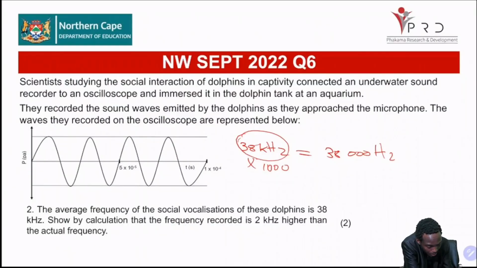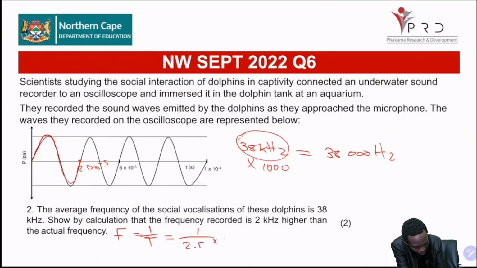Now let's take a close look at our graph. We are saying that to move from here to there is one complete wave, right? And this part over here is half of this. So half of 5 is going to be 2,5 times 10 to the power negative 5, right? So I can use this point to calculate my frequency. I can say the frequency is going to be 1 over period, which is 1 over 2,5 times 10 to the power negative 5. Let's plug that into the calculator and hope for the best.